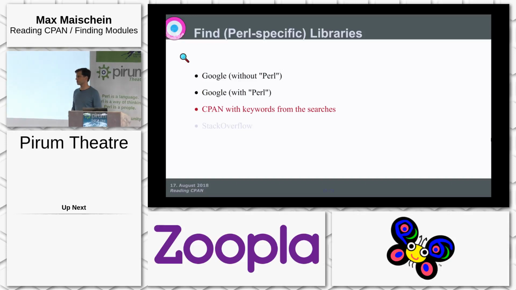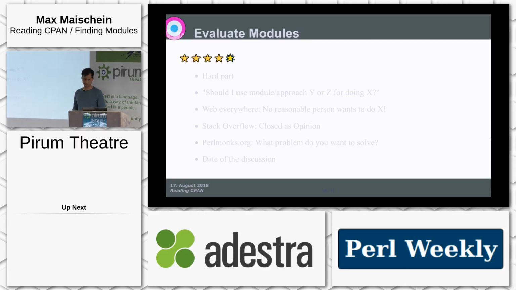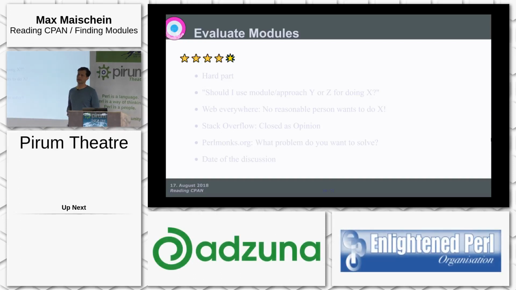And then I look on MetaCPAN with those same keywords again, in the hope that Elasticsearch can find something for me that matches those keywords. Or maybe Stack Overflow has some recommendation on libraries or modules that address my problem. Now we get to the hard part of actually evaluating a module, because maybe we have found one or two or three modules that address or claim to address the problem.